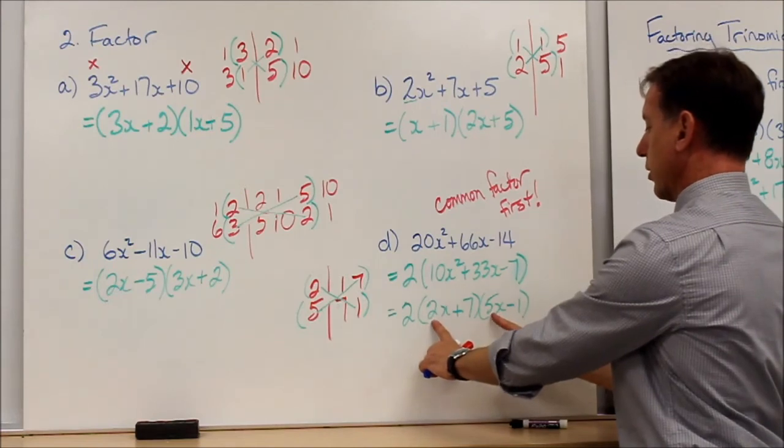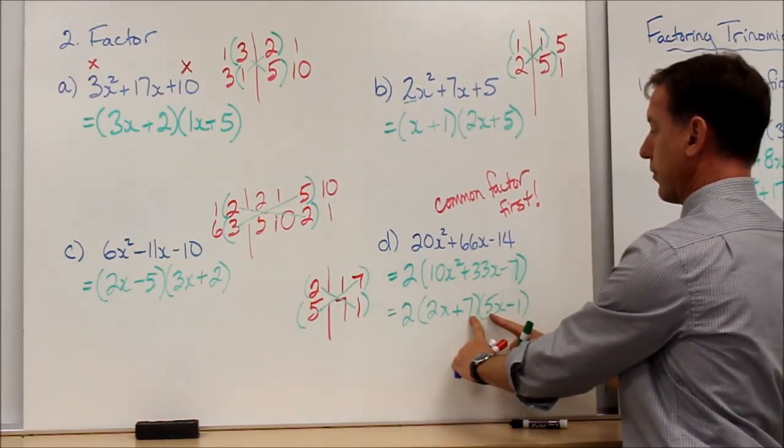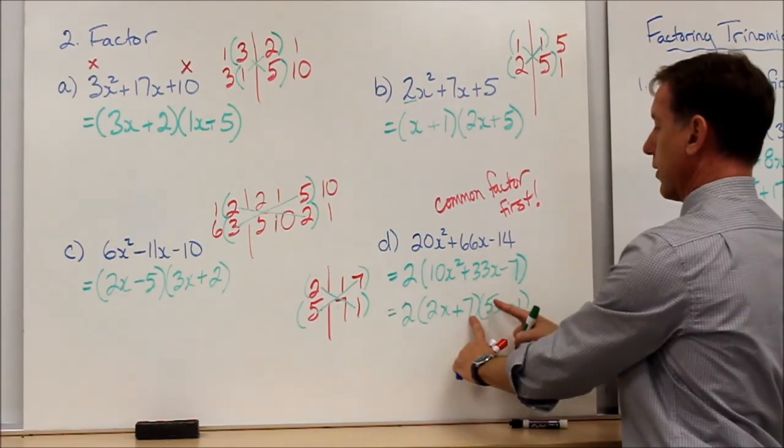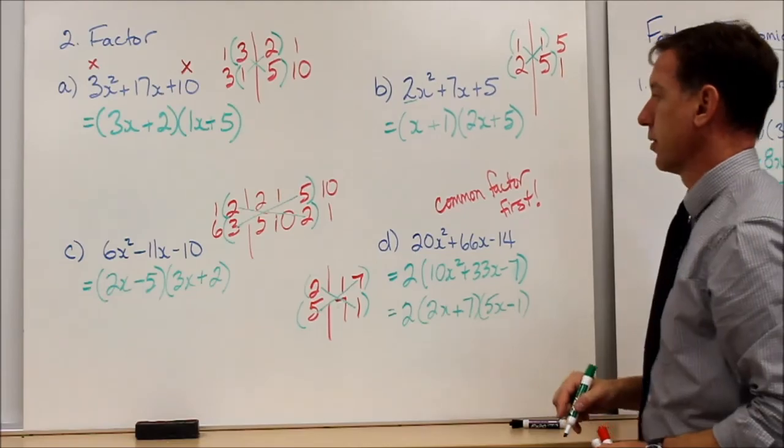So 10x squared minus 2x plus 35x, negative 2 plus 35 for 33, and then 7 times negative 1 is negative 7. And that's it.